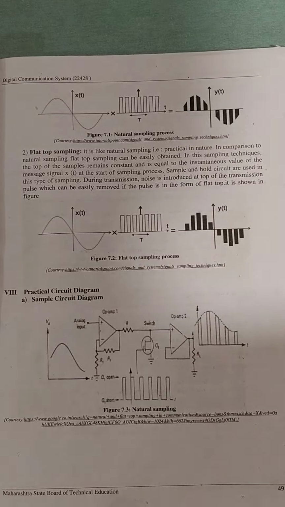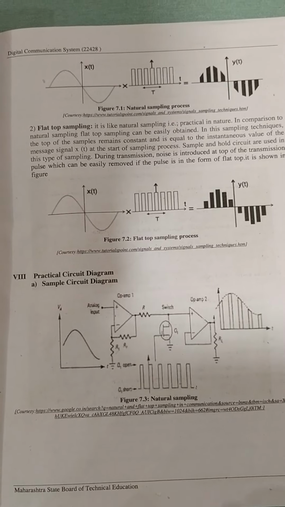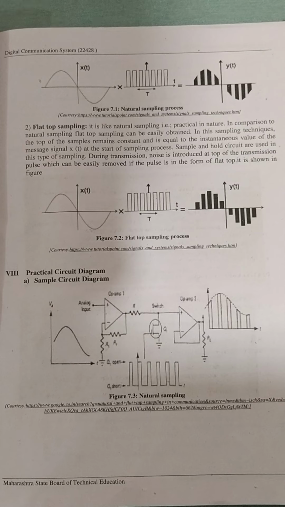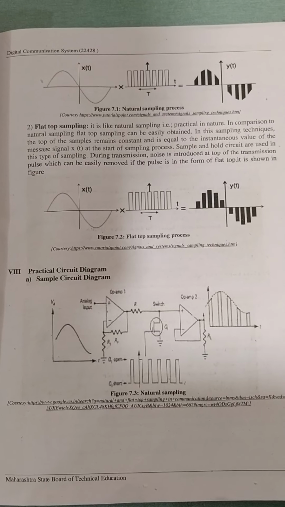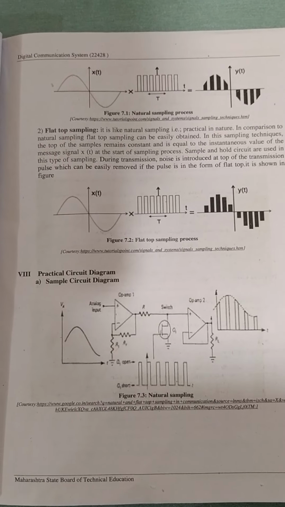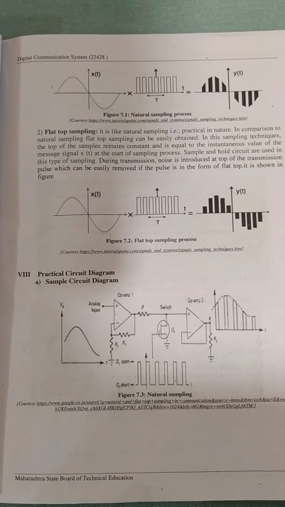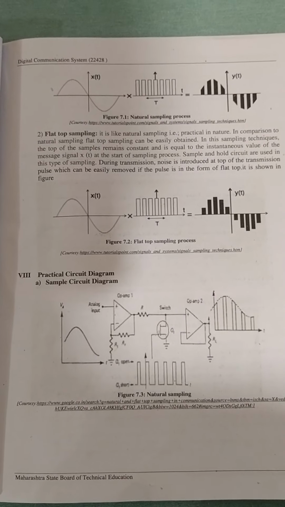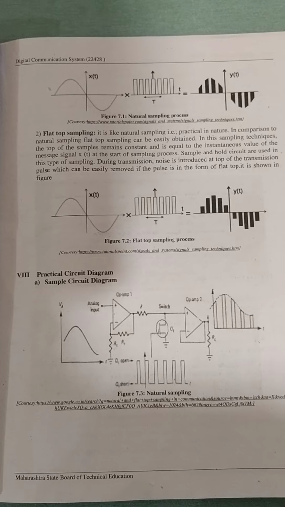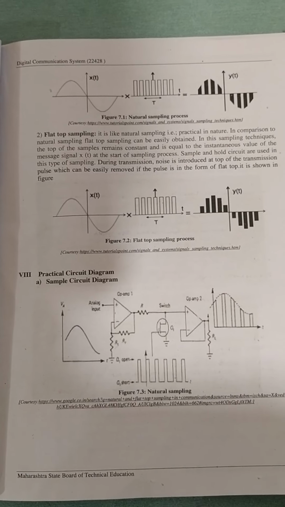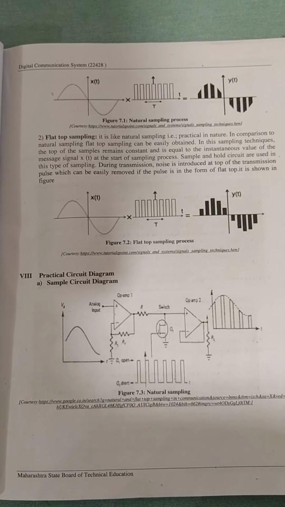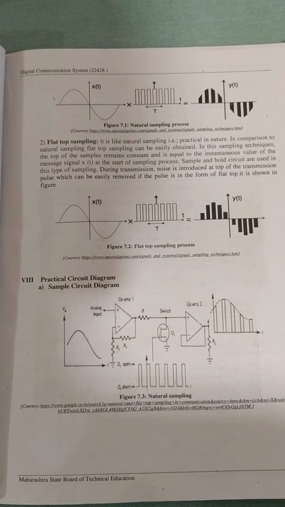In comparison to natural sampling, flat top sampling can be easily obtained. In this sampling method, the top of the sample remains constant or flat and is equal to the instantaneous value of the message signal x(t) at the starting of the sampling process. A sample and hold circuit is used for this type of sampling.